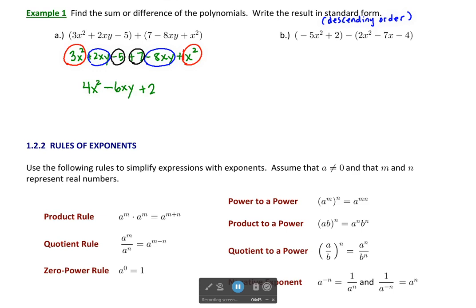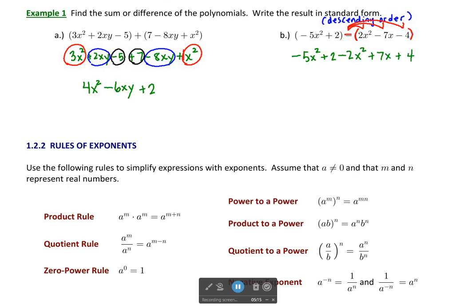Now, subtraction is similar, but when you have a set of parentheses preceded by a negative, we have to distribute that negative to each term inside parentheses in order to break up those parentheses. Now, around the first binomial, the parentheses are not making a difference, so I'm just going to drop those. Distributing the negative into the second trinomial, we have negative 2x squared plus 7x plus 4.